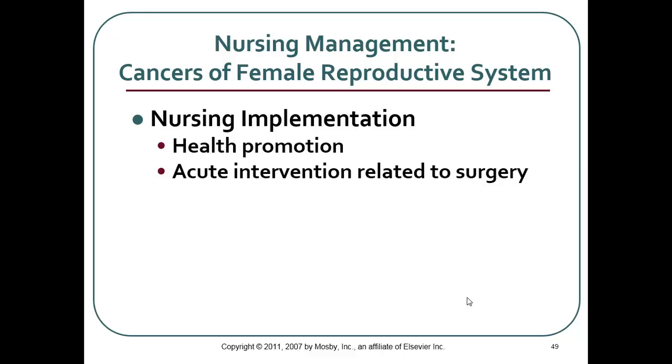So health promotion, early screening is the key. Some interventions related to surgery. So with the hysterectomy, after surgery, they're going to have a dressing on, so you're going to want to watch for bleeding. There should be some drainage, but it should be serosanguinous. They're going to need to have a Foley catheter for 1 to 2 days. So monitor their urine output.